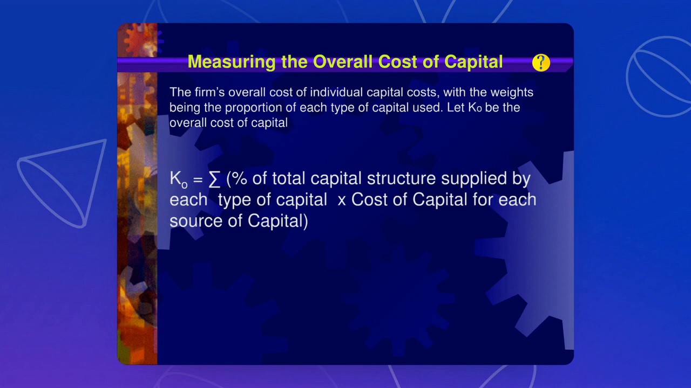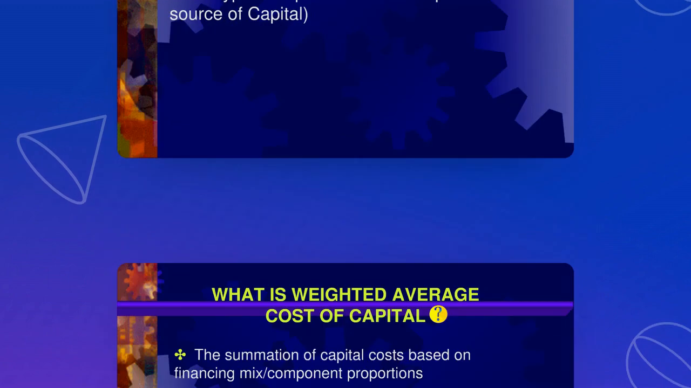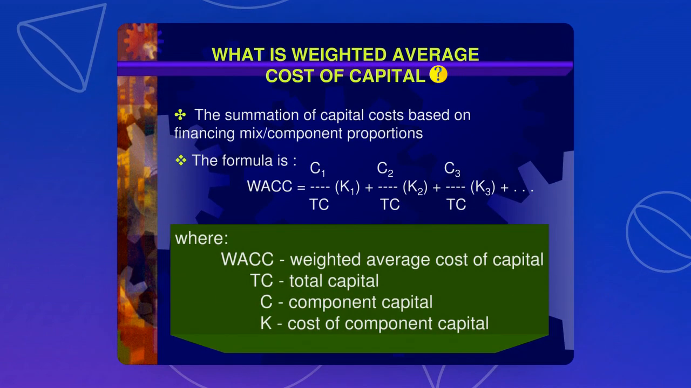So the firm's overall cost of capital is computed with the weights being the proportion of each type of capital used. Sabi niya, class, summation of the proportion of the total capital structure supplied by each type of capital, multiplied by the cost of capital for each source of capital. So that's the formula, class, of our cost of capital. Ito rin, class, yung another formula.